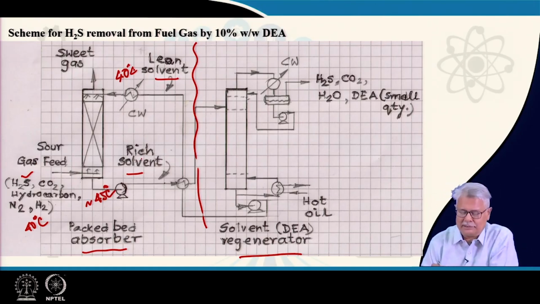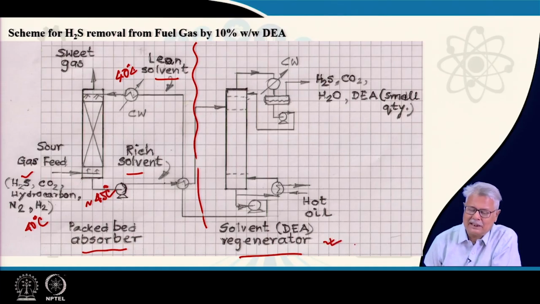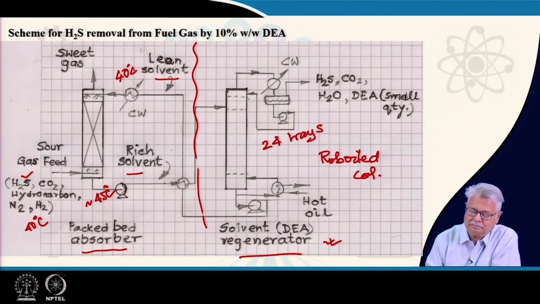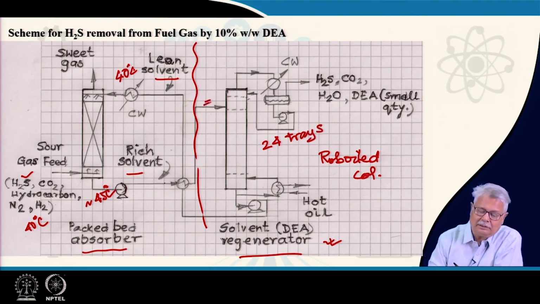Now, let us look at the process which we have grossly described in the previous slide, and we have talked about it. Here is the regenerator. In this regenerator, as it looks like, what you have here is a reboiled column. What we have mentioned, there are 24 trays. The feed is on number 5, the overhead reflux is on number 1. So, the bottom tray is number 24.